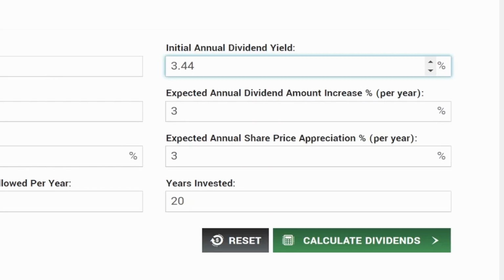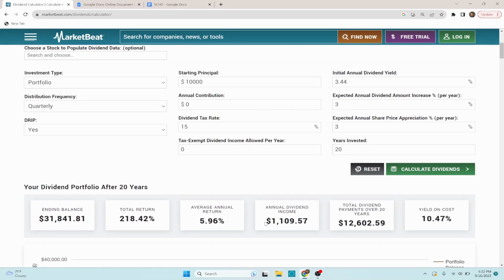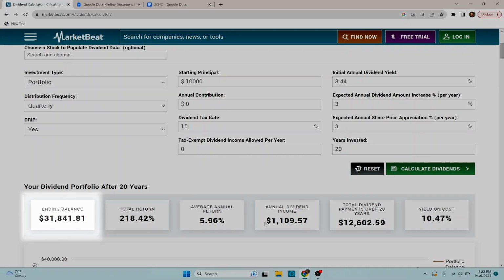So once we hit calculate dividends, we can scroll down to get a rough estimate of how much we could make, and that's $31,841, which is a 218% return. We also can see the annual dividend income, which is $1,100, and that's after 20 years, which is pretty good, just starting off with $10,000.